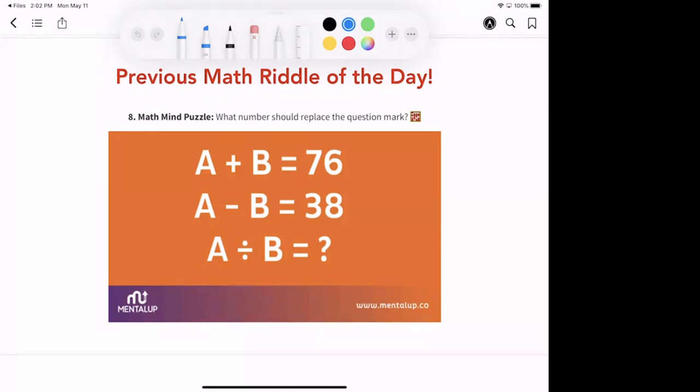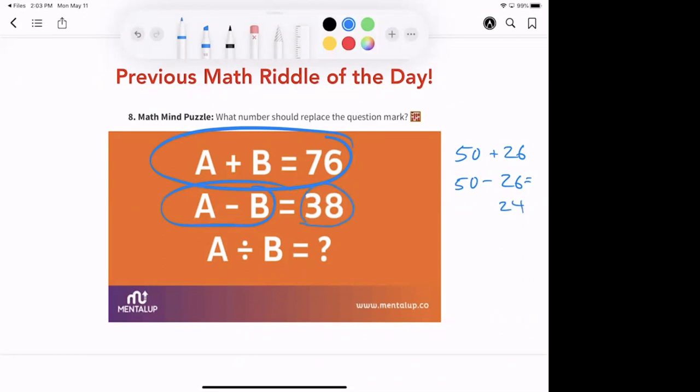You could say, all right, what are two numbers that equal 76 when I add them up? So you could say, let's make it kind of simple. We could say 50 and 26. All right, well then let's try what 50 minus 26 would be. And that would give us 24. Now, it's supposed to give us 38, so we know that's too small. So either our first number needs to be bigger or our second number needs to be smaller. So why don't we make our first number bigger?